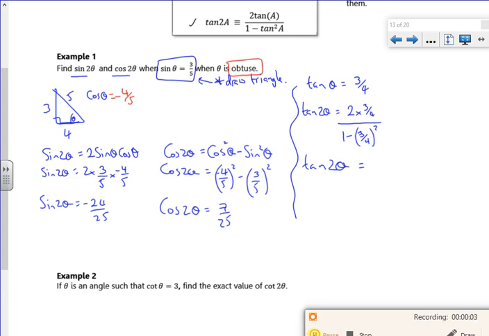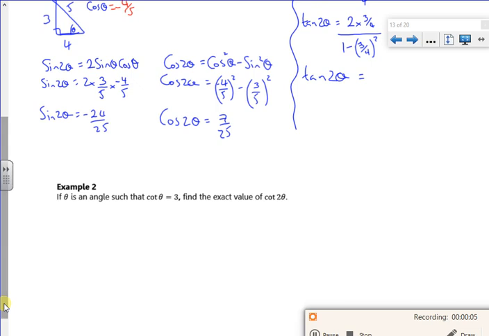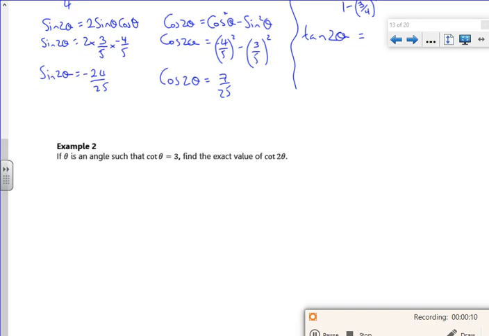Right then, so this is the second video for the double angles lesson. This is quite nice. It says it features an angle such that cot theta is 3, find an exact value for cot 2 theta. Oh, it's like a tangent bit. Now, I get my cots all over, my cot, my cosec, my sec. I need to think about the reciprocals. So I know that cot theta is 1 over tan theta. So if cot theta is 3, if I flip it, I know that tan theta is a third.